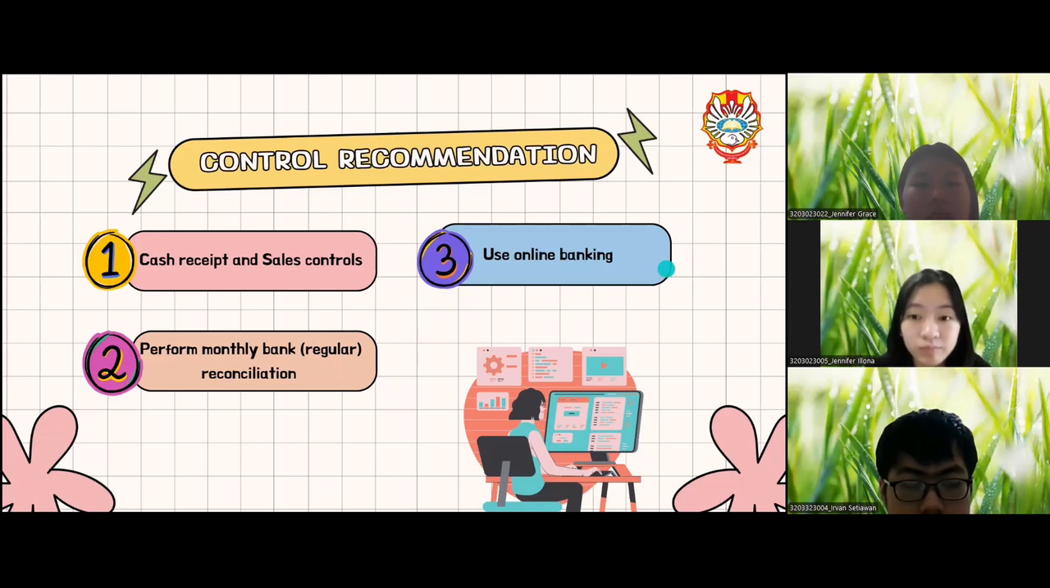Third, use online banking to monitor transactions in real time. With these three steps, companies can detect errors earlier and reduce the risk of fraud. In conclusion, this case shows how important proper reconciliation and recording procedures are. By carefully examining supporting documents and applying the right audit procedures, we can uncover errors or potential fraud.